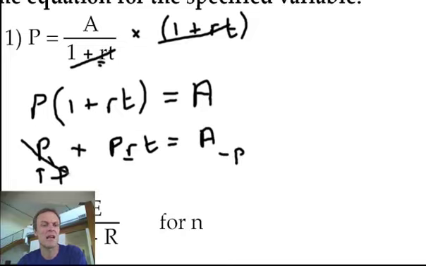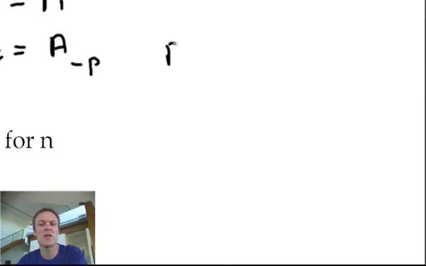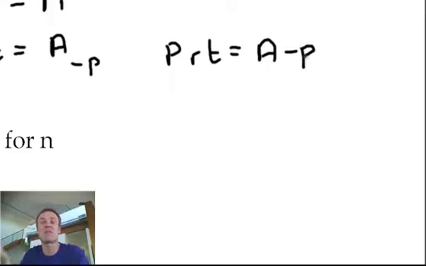So that has now gone. I'm left with prt equals a minus p. Remember, I can't actually do any subtractions really. There's no numbers here. I can't subtract a minus p. It's just a minus p. I'm still trying to get to the r. Now, I've got two things next to the letter I'm looking for. I've got a p and a t. They're both next to it, so I'm going to divide by them.